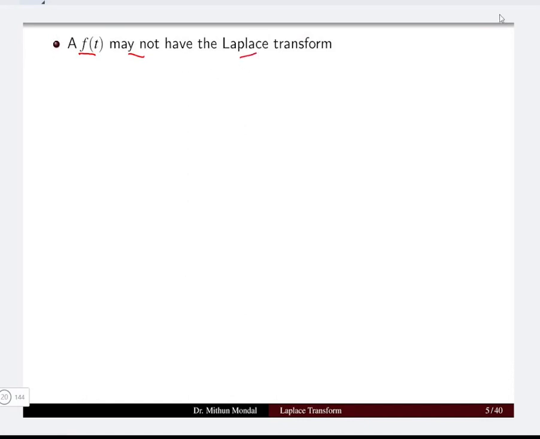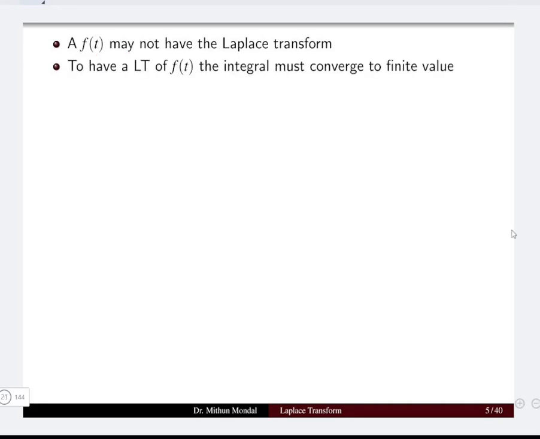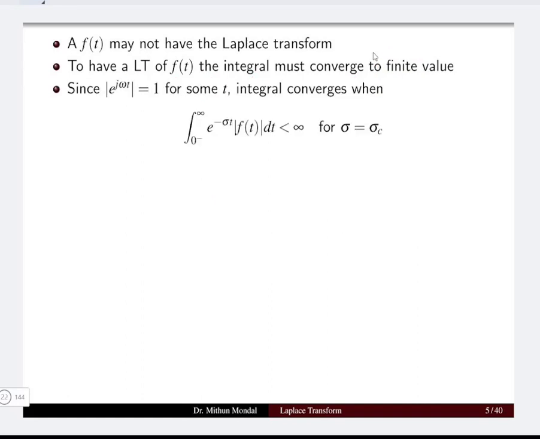A function f of t may not have the Laplace transform. So it is not like always a signal will have the Laplace transform. There may be cases when there is no Laplace transform. To have a Laplace transform of a signal f of t, the integral must converge to a finite value, because there is an integration involved which is a definite integral, and we are integrating over one-sided, that is 0 minus to some time, or otherwise we can say infinity.